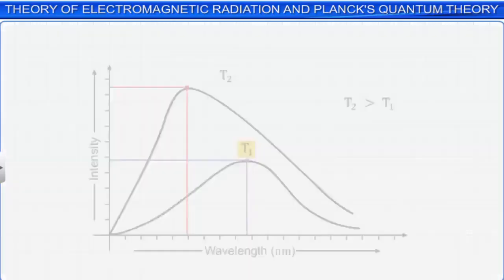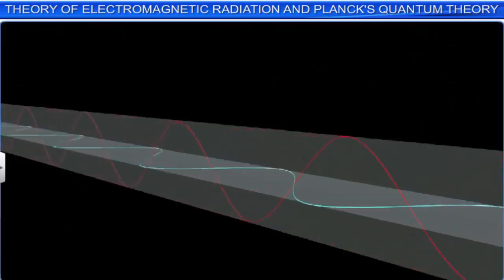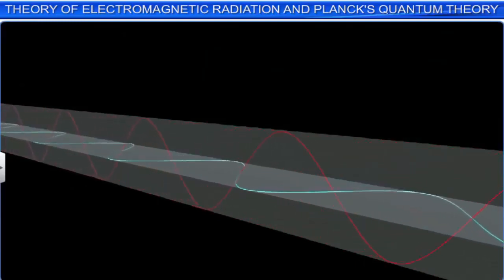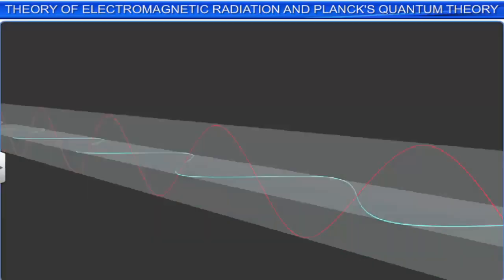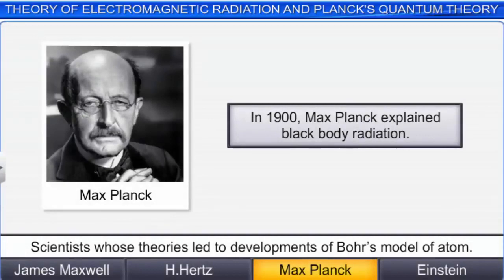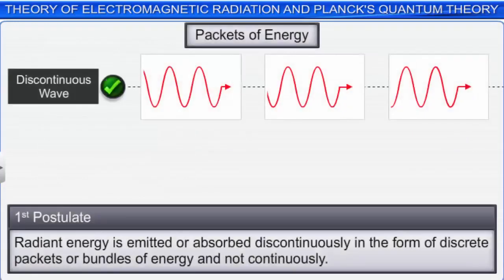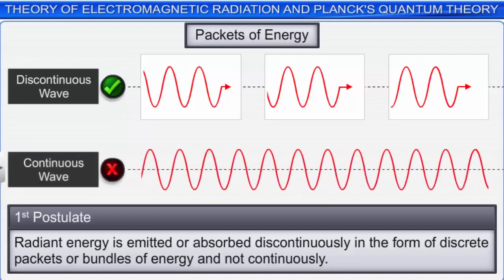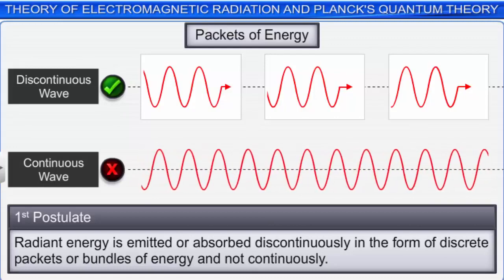These observations could not be explained by the electromagnetic wave theory of light. To account for these experimental observations, Max Planck in 1900 proposed that radiant energy is emitted or absorbed discontinuously in the form of discrete packets or bundles of energy and not continuously. This is the first postulate of Planck's theory.